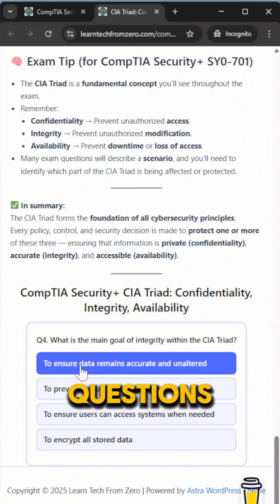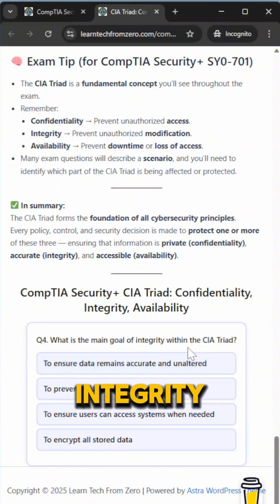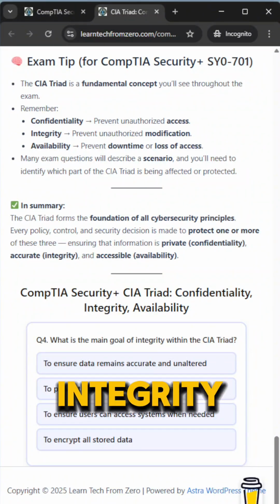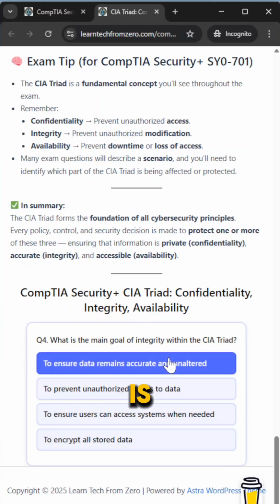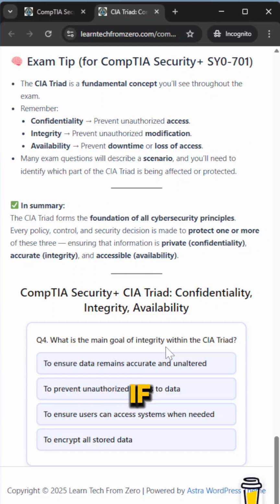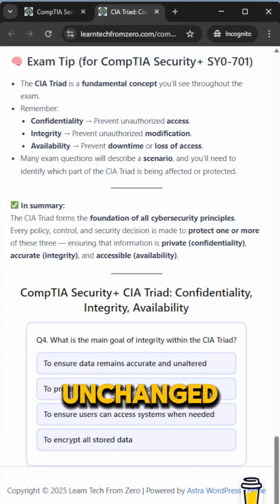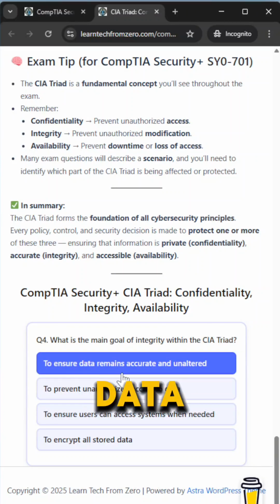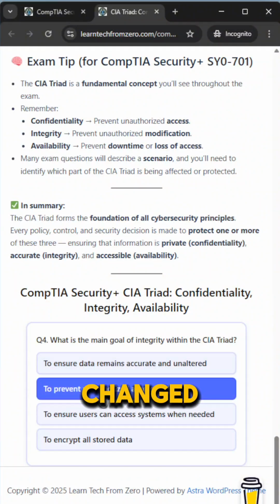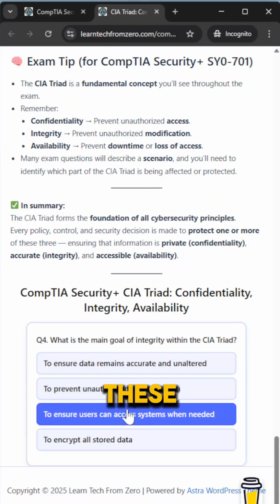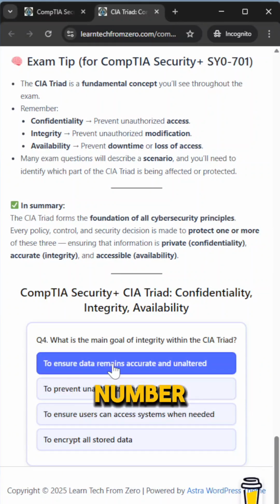Let's try two more questions. What is the main goal of integrity within the CIA triad? Integrity means something should not be changed, and if anything is changed, we should be able to recognize it. So integrity means the actual data remains unchanged. It should be to ensure data remains accurate and unaltered. Accurate, correct, not changed. It has nothing to do with unauthorized access. So we are talking about integrity, so it has to be number one.